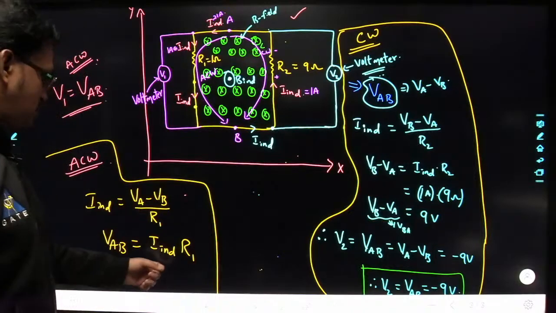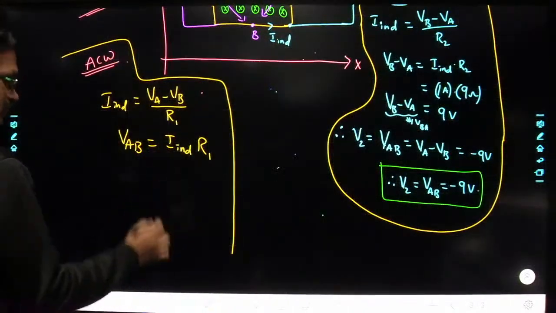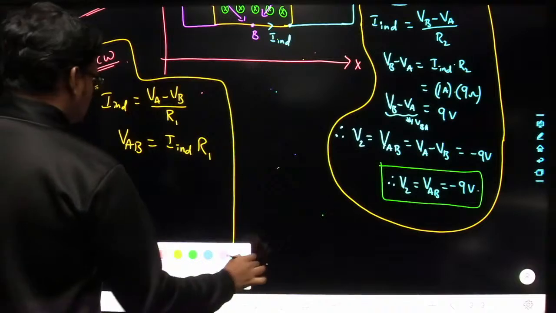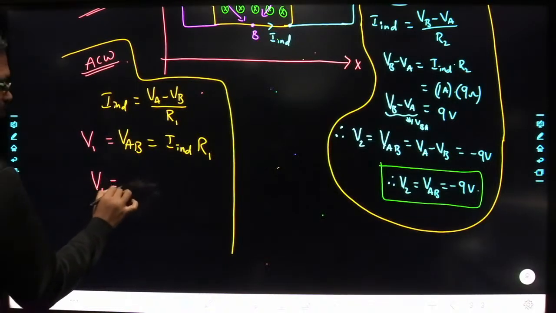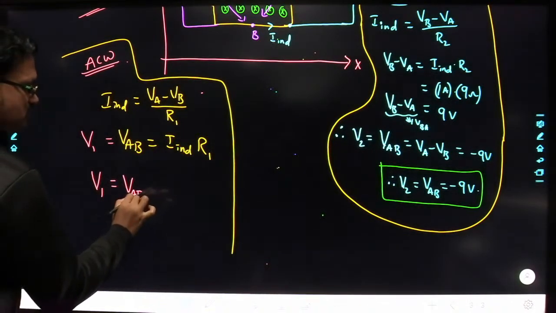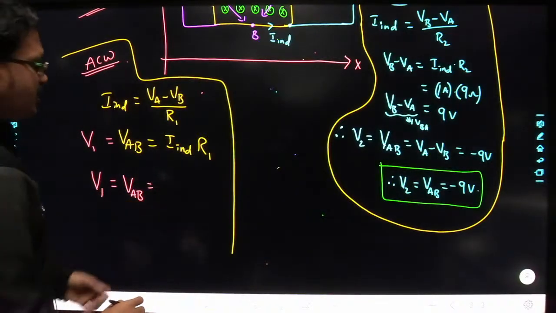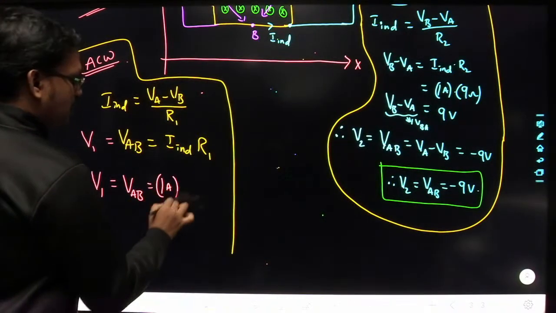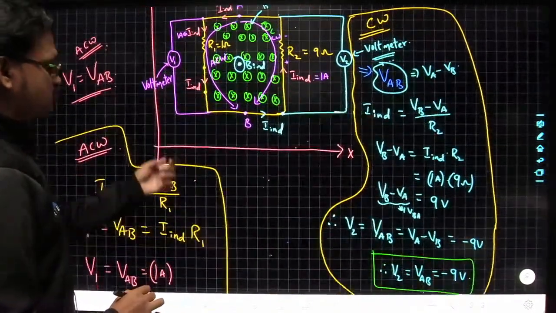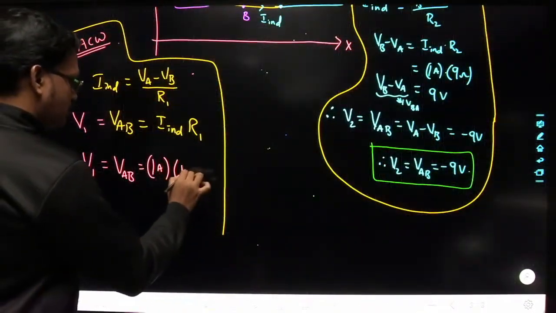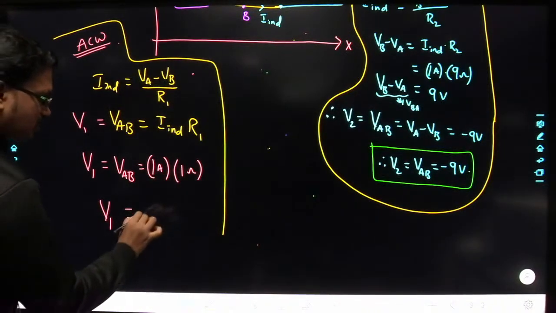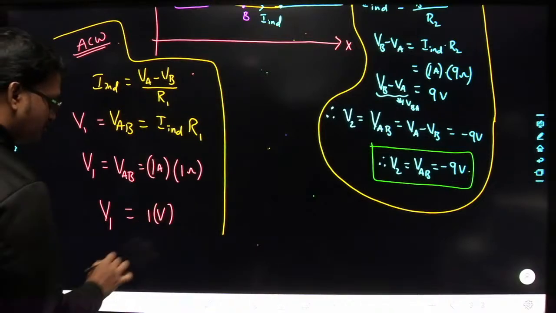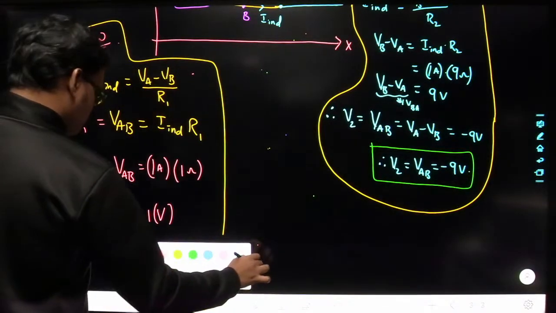Okay. So now here what you are going to get? VAB. So this VAB is nothing but the reading of the voltmeter V1. So V1 is equal to VAB is equal to I induced into R1. I induced is 1 ampere, and R1 is 1 ohm, right? So this voltmeter is going to read 1 volt, right? Okay.